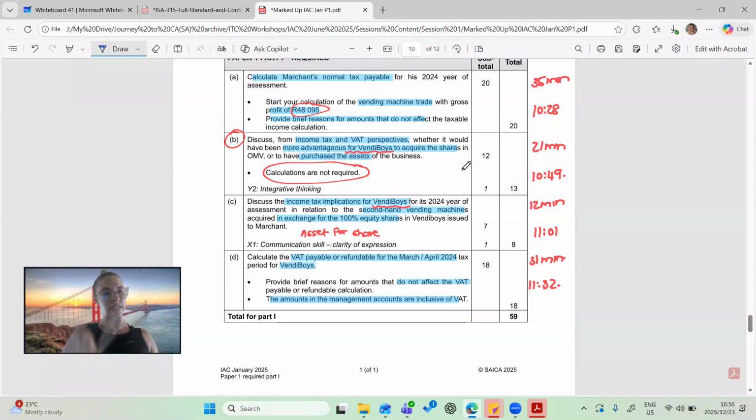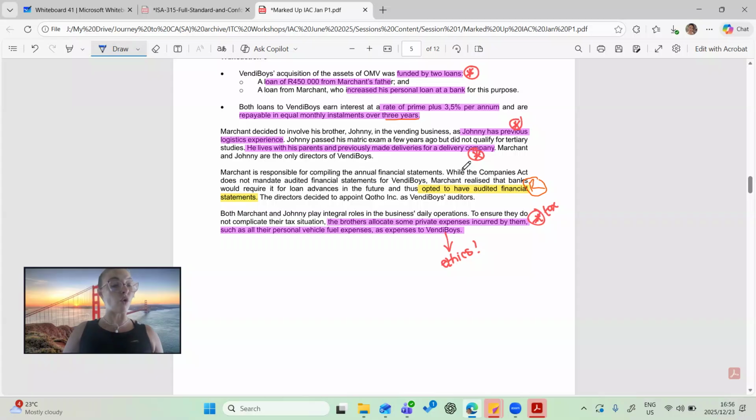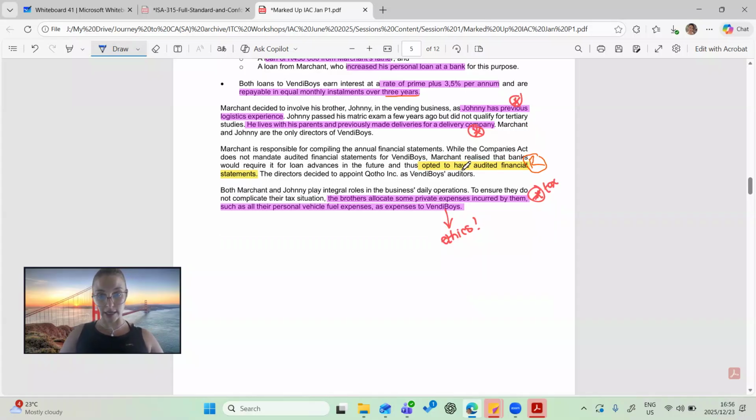Okay, not so much individual tax calculation, because it said specifically Vendy Boys, and Vendy Boys was only started later. Vendy Boys is obviously a company. Okay, so scratch that piece. But you need to be having that in the back of your mind while you are reading through all information that relates to the Vendy Boys.